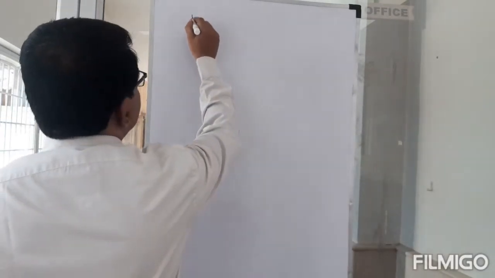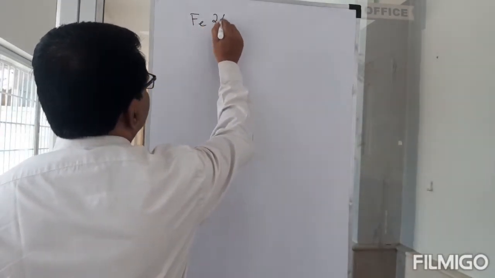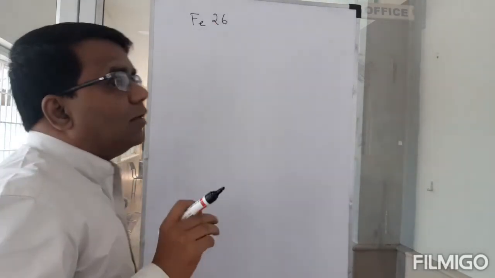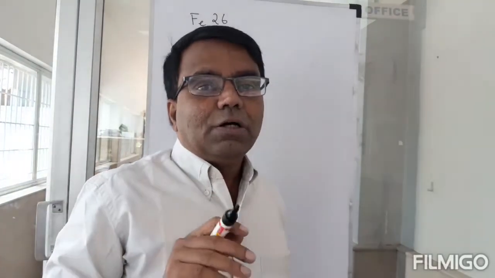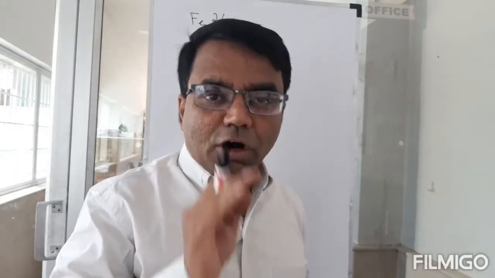So what is different about this ferromagnetism when you compare that with paramagnetism? To understand it, we need to first look at the element iron. The element iron has the atomic number 26. So it is Fe26. What is the electronic configuration of iron?